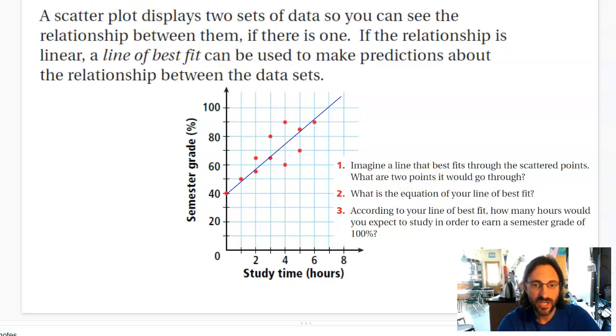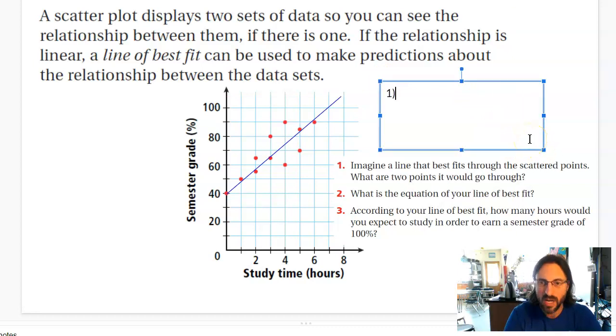Well, to answer that question, look at the line, and let's just write our answers. We're going to go number 1. Well, 2 points that it would go through. When I look at this, it definitely hits this first point. What are the coordinates of this point? Well, the x-coordinate is 0, 0 study hours, and my grade, 40%.